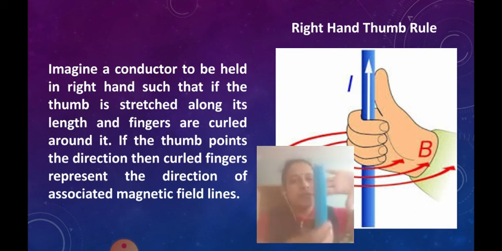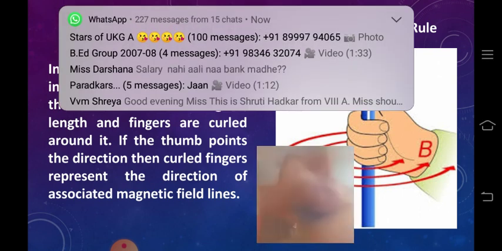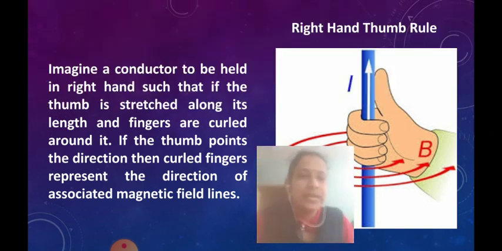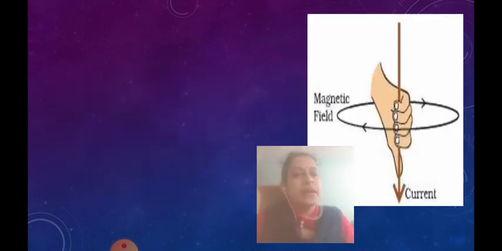Simple. What you have to do is hold a conductor like this in your right hand again, and place the thumb in the downward direction, so that you will come to know the exact direction of the magnetic field. So it is also very simple. In the downward direction also you can find out the direction of the magnetic field. You can see over here where the right hand is held down like this, the thumb is pointing in the direction of the current and the curled fingers show you the direction of the magnetic field. Fine. So now this is my right hand.